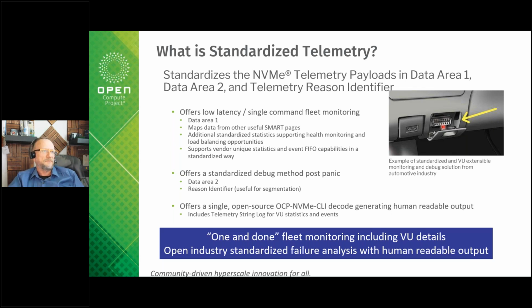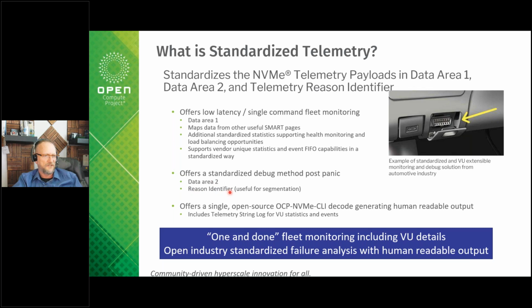So what are we trying to do here as part of the NVMe standardized telemetry? We're going to standardize the telemetry in data area 1 and 2 from the NVMe spec, as well as standardize the payload of the reason identifier. To start with, data area 1 is going to offer low latency single command fleet monitoring. It's strictly data area 1. It does map in the other useful SMART pages of data. It allows some additional standardized statistics that help both with health monitoring as well as load balancing opportunities. And then beyond that, for almost every one of these types of statistics, there's also an opportunity to insert vendor unique statistics, as well as to create these event FIFOs with some capabilities in a standardized way. So this offers you one-and-done fleet monitoring. And then post-panic, post-crash, there's going to be additional area in data area 2, as well as the populated reason identifier.